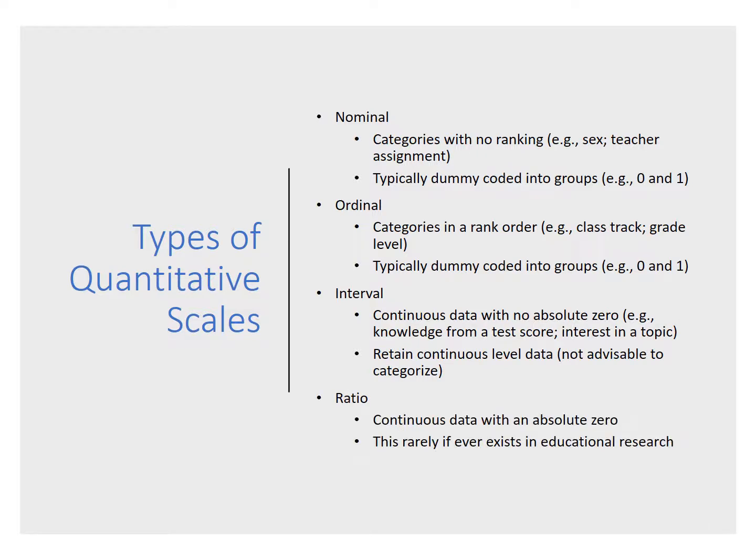And then finally, ratio, and this is continuous data with an absolute 0, so that 0 actually means something. This rarely actually exists in educational research. We tend to have interval data in that the scale is a range of scores, it's continuous, but rarely does a 0 mean an absolute 0 on our scale.